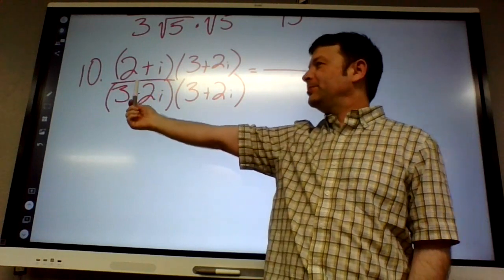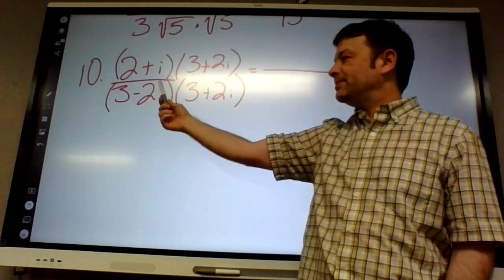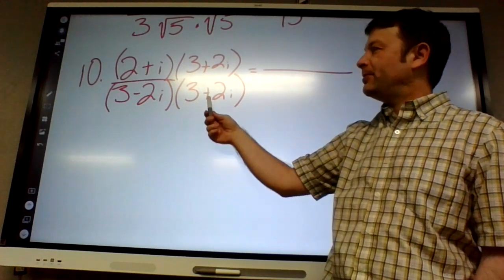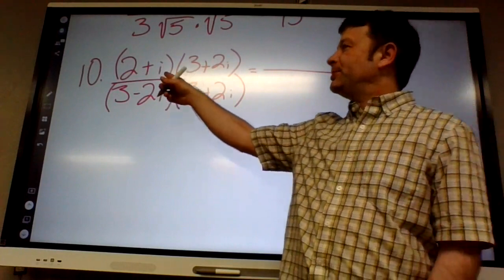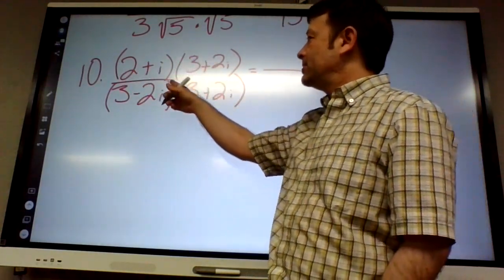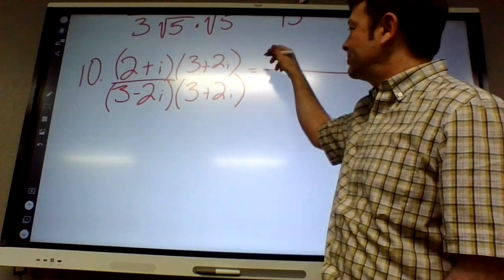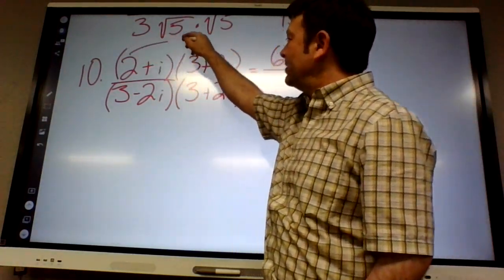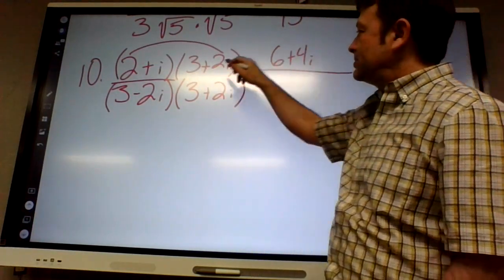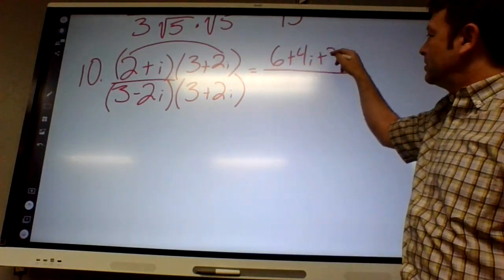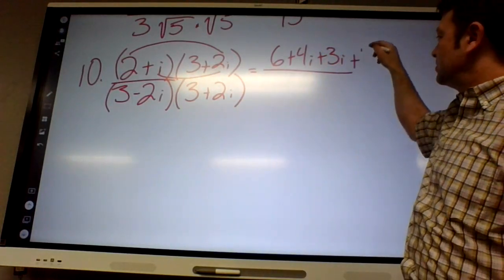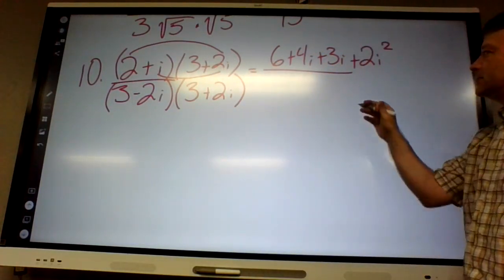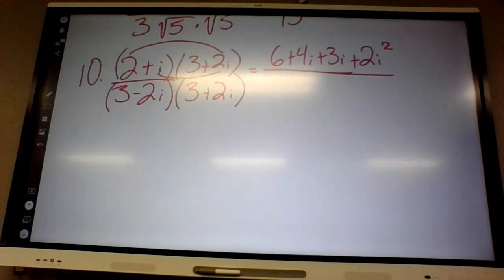If you have two terms in the denominator, to get rid of the square root or the i, you have to multiply by the conjugate, and to the top as well. The top would be a FOIL problem. The bottom kind of is too, but what's the first? 2 times 3. What's the outside? 2 times 2i. The inside, 3 times i. And the last, i times 2i. i times i makes i squared, which is negative. Okay, the bottom, we'll fix it later.